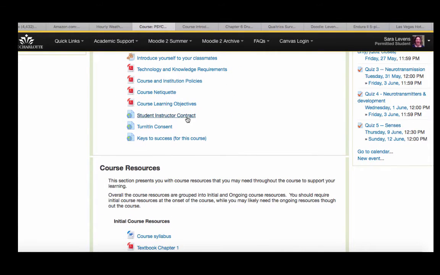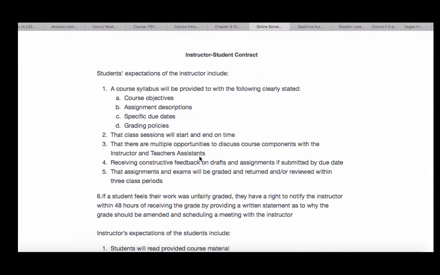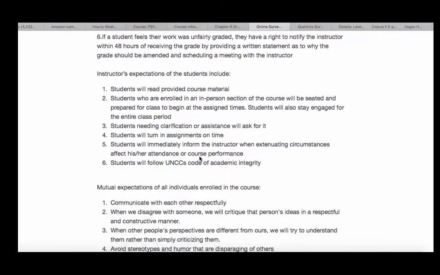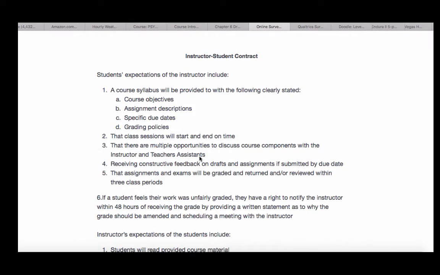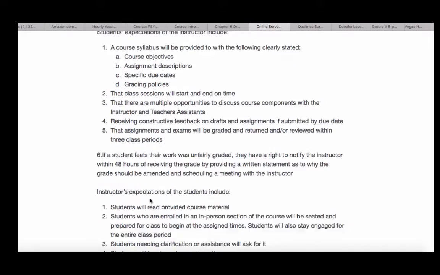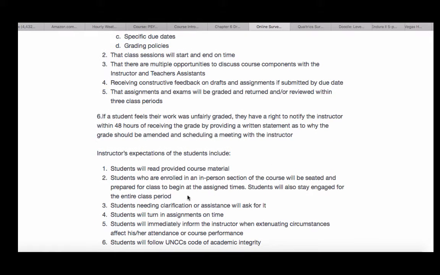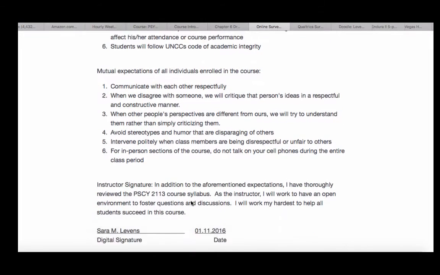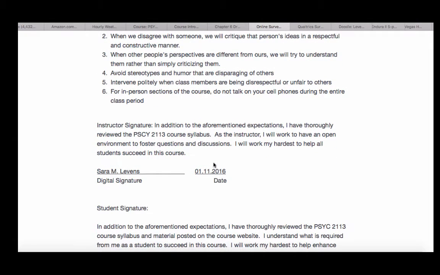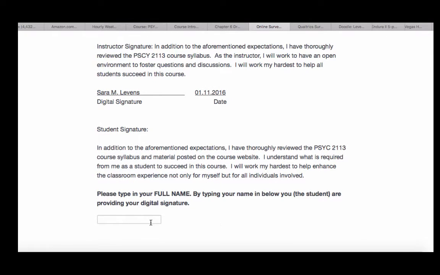We have here the student instructor contract. This is something that I try to do in all of my classes, and the Turn-It-In consent form, and I'll talk about this in just a second. So this is a student instructor contract that you need to fill out. If you click this link, then basically it takes you to a separate page here that details what my expectations of you are and what your expectations of me can be. So you read through this, and then at the bottom you need to provide your digital signature, so you would type in your full name.